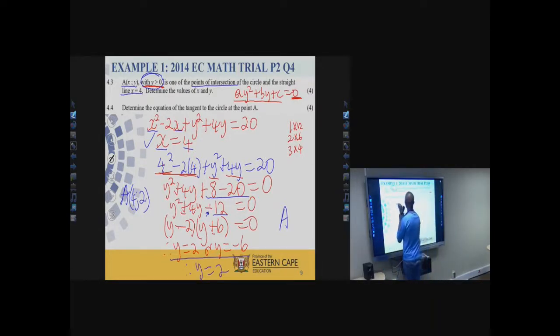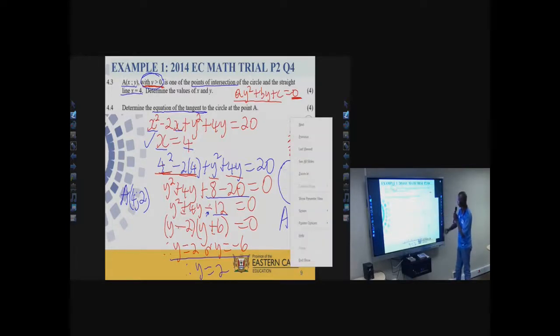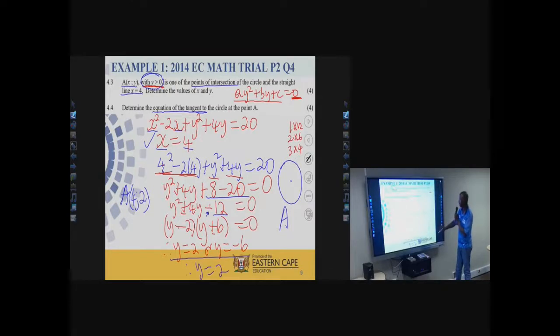So if a question says determine the equation of a tangent to the circle at point A, it means you need to know your circle. I'll just draw it quickly. There is a point somewhere which is the center of the circle, and then there is a point somewhere which is 4 and 2.